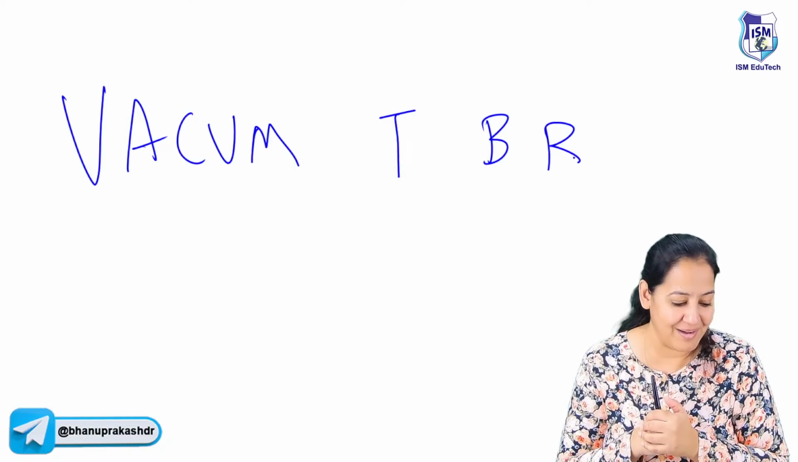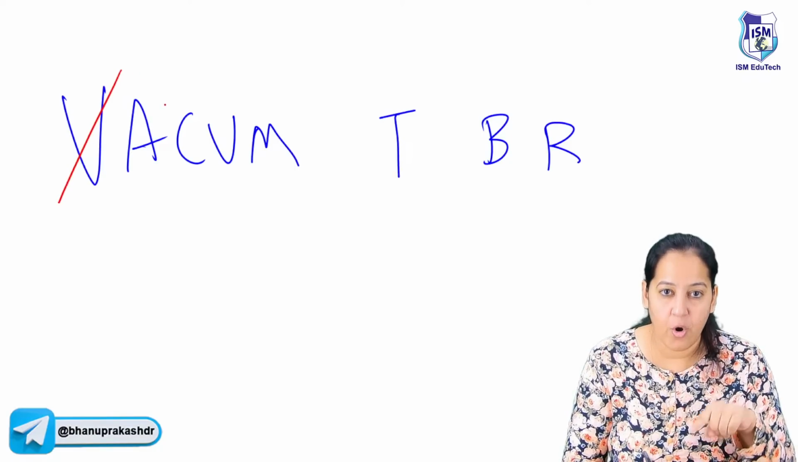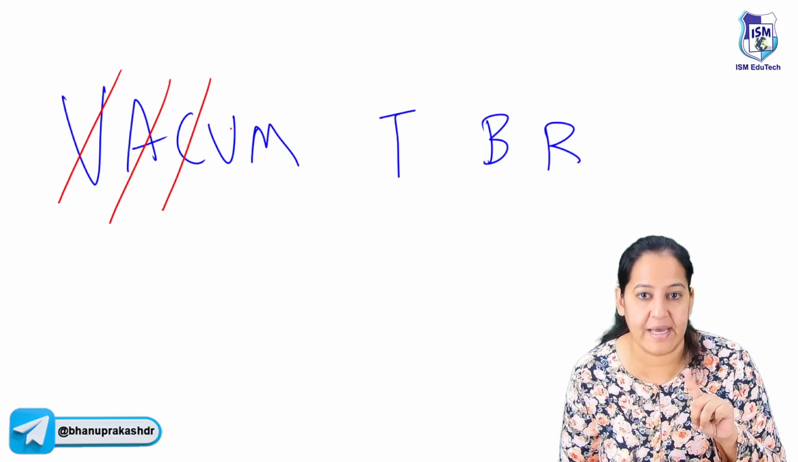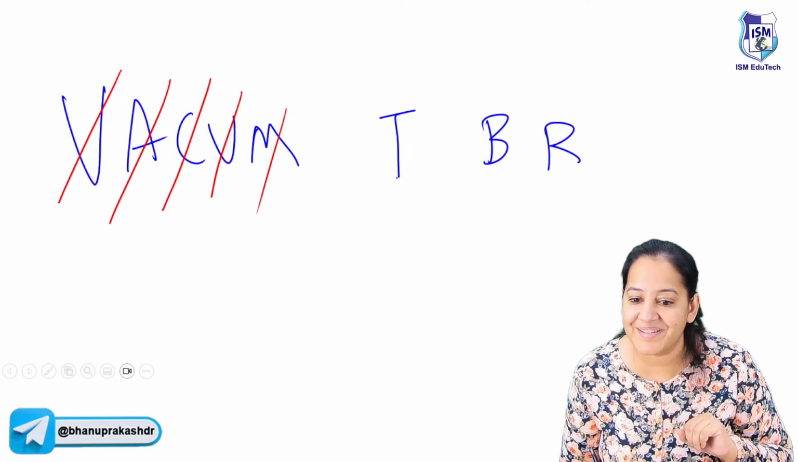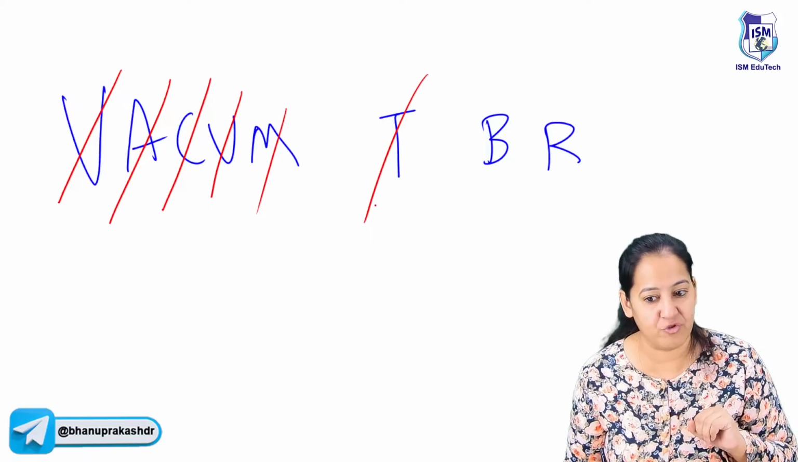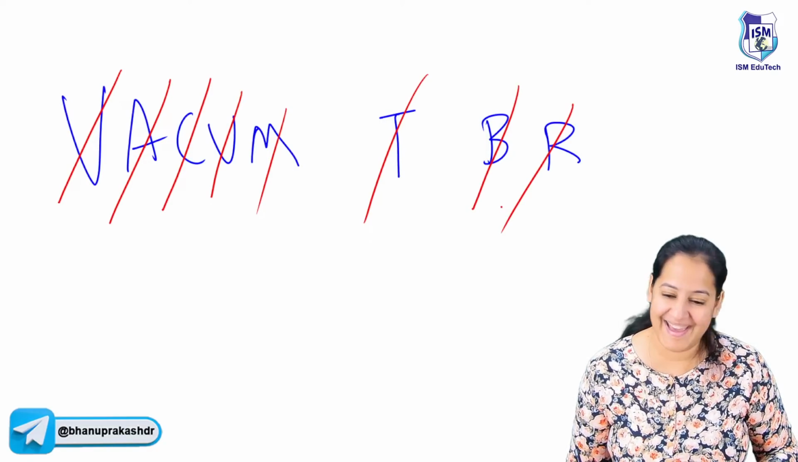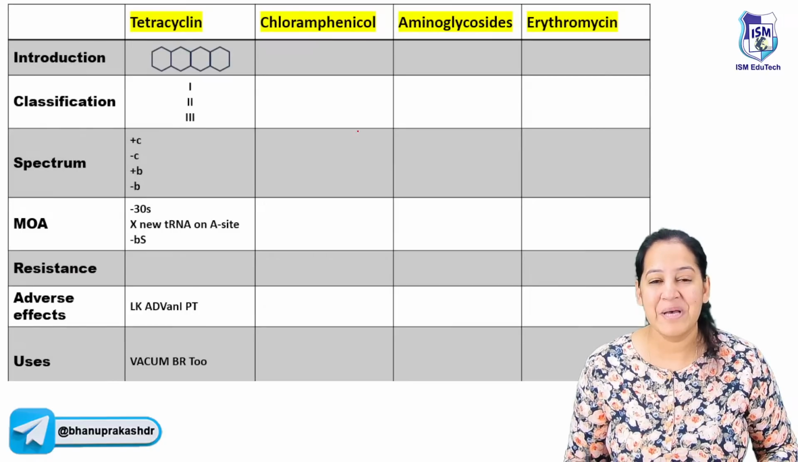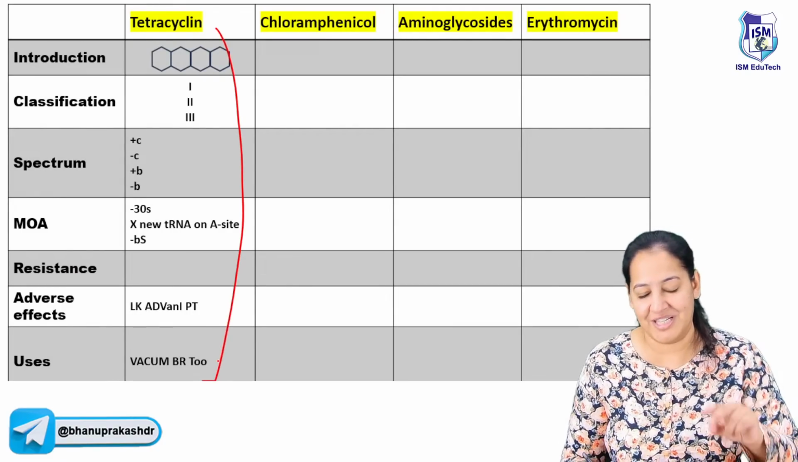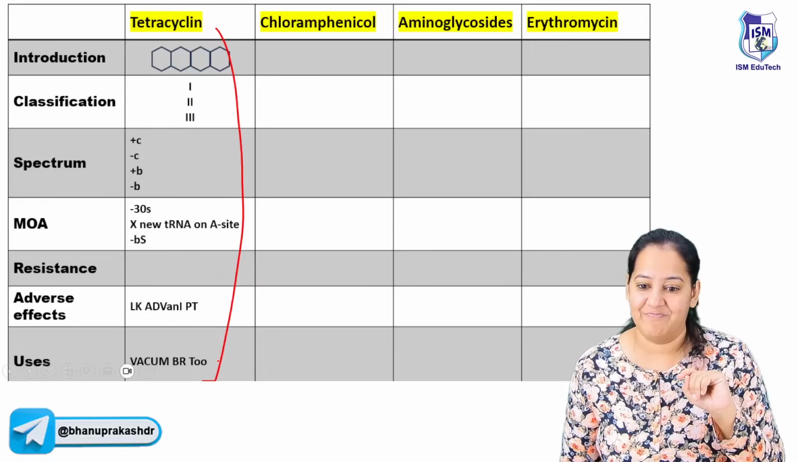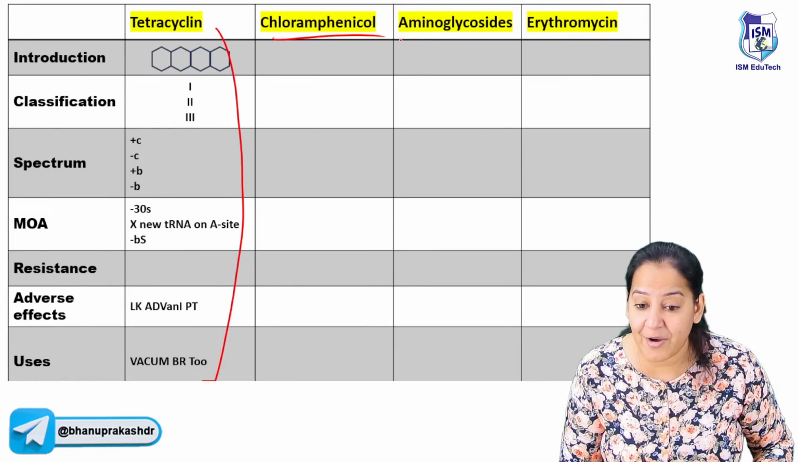This is how you have to learn. Say it. Vibrio, acne, chlamydia, LGV, drug of choice. Ureaplasma, mycoplasma, drug of choice. Tularemia, that is plague, drug of choice. Borrelia and rickettsia, all the rickettsia. Say yes. So this is how you have to learn. So the complete tetracycline chapter in just 5 minutes, rather just 2 minutes you can revise. Complete tetracycline. Coming on the next chapter, chloramphenicol.